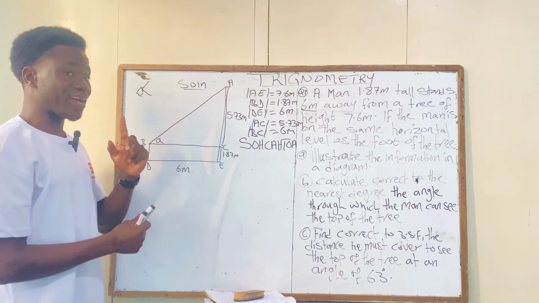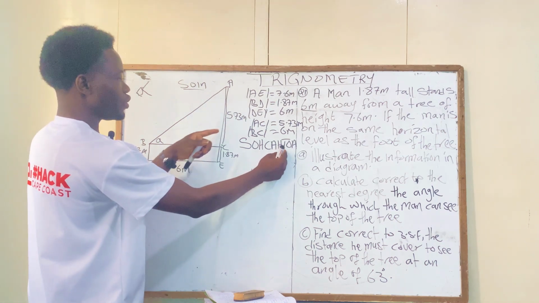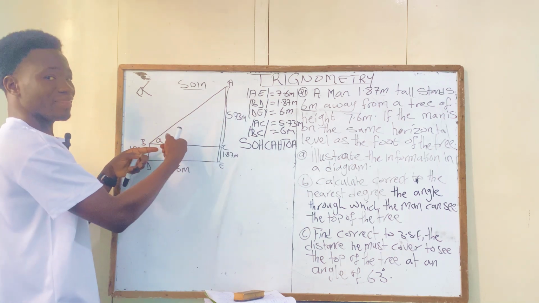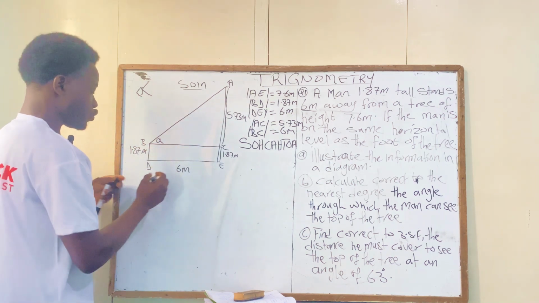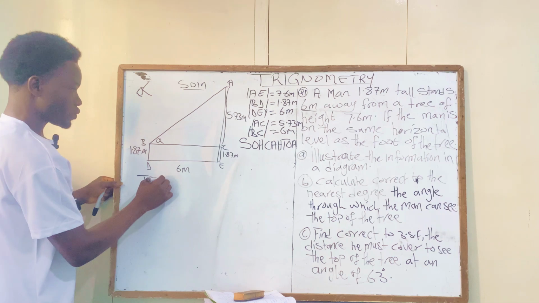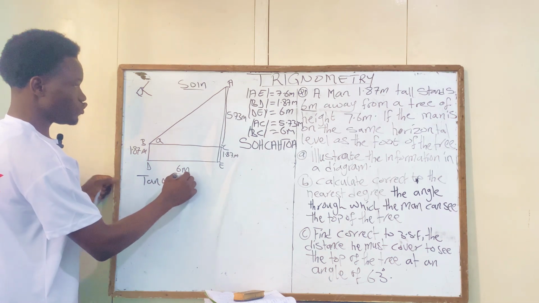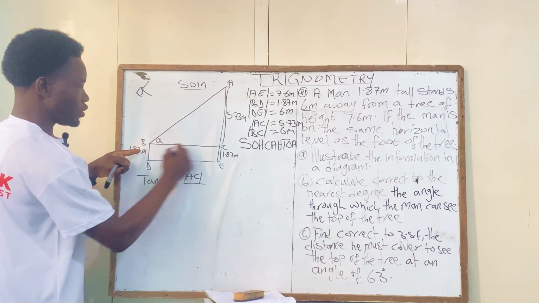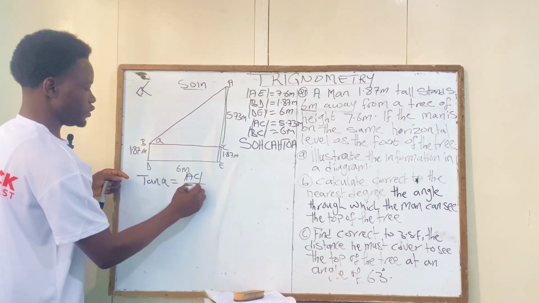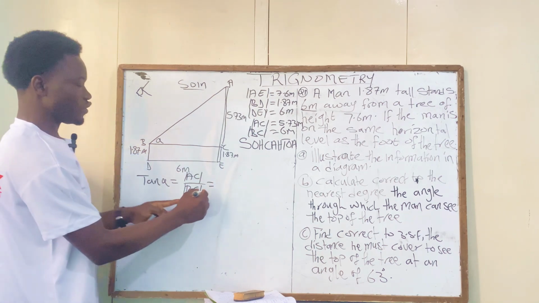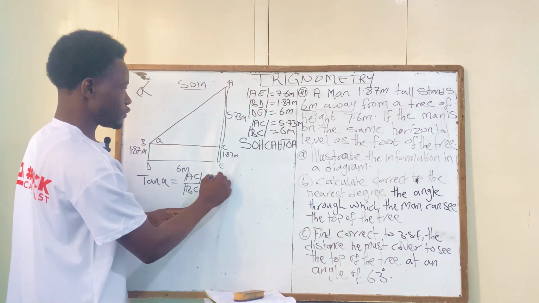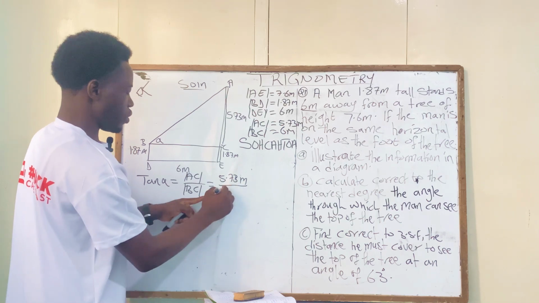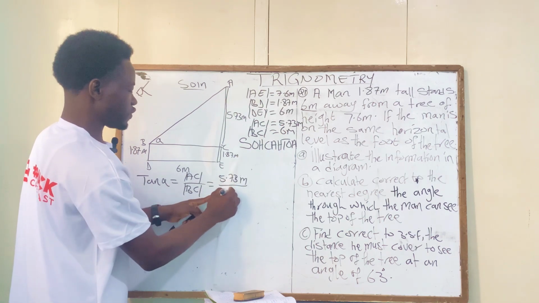Therefore, I can use tan, because tan here says that opposite over adjacent. The opposite is the side facing the angle we are looking for. So I'll use tan of the angle is equal to AC over adjacent, which is BC. This is equal to, my AC is 5.73 meters all on 6 meters.